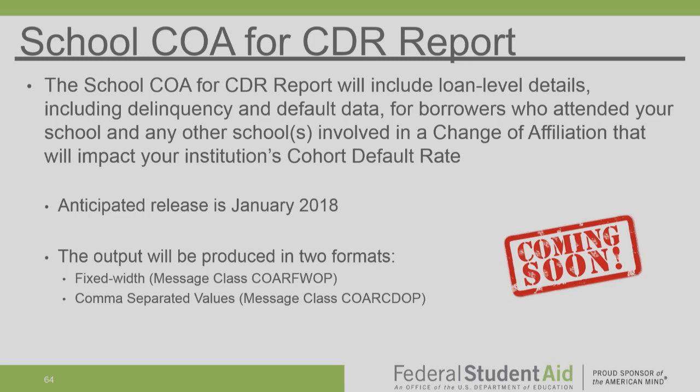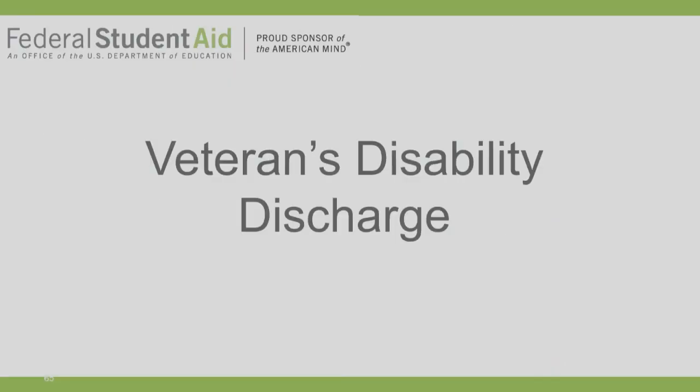We are creating a new report. We anticipate it being released in January 2018, that essentially, if you are a school that's had a change of affiliation, this gives you a version of the delinquent borrowers report that includes the borrowers associated with the prior school. So this will be helpful as you're managing delinquent borrowers from a school that is now affiliated with your school, and making sure that you're taking a look at those delinquencies and being prepared for cohort default rates.